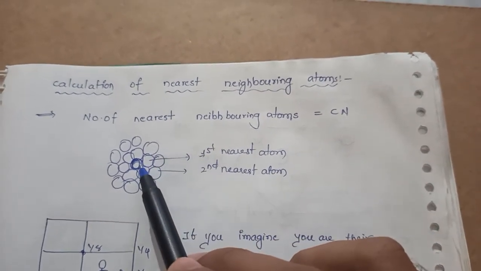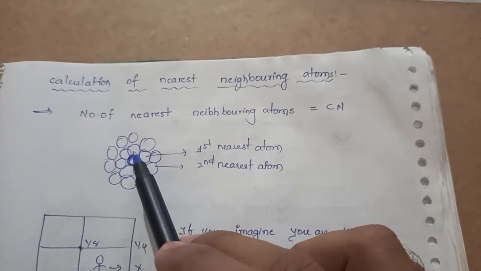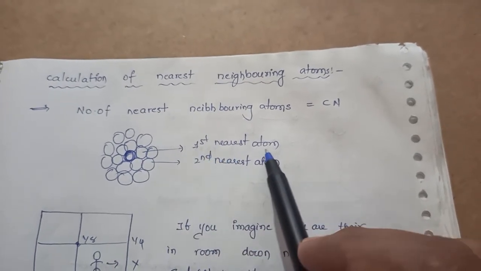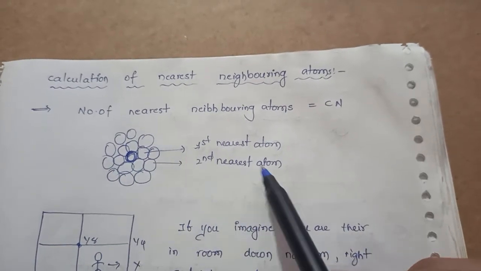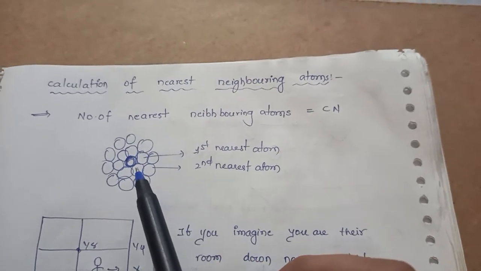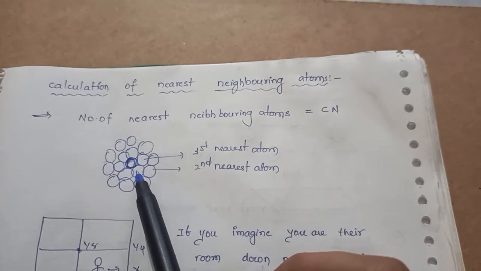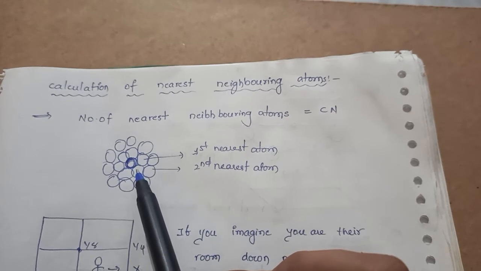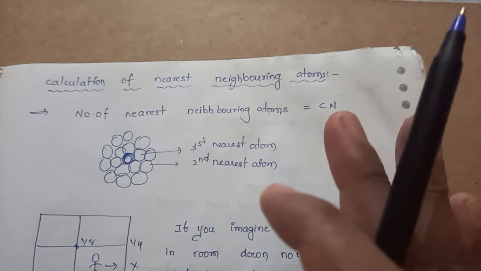Assume that here one atom is there, and around it one more atomic sphere is there, so we can call it the first nearest atom. A second nearest atom sphere will also be there, and a third, but we are concerned only with the nearest, which we call the coordination number. The main thing is which is nearest to this atom; that is called the first nearest atom. As per that we can decide the coordination number.